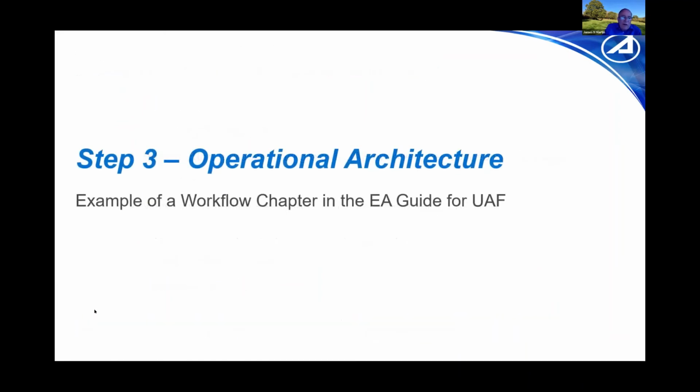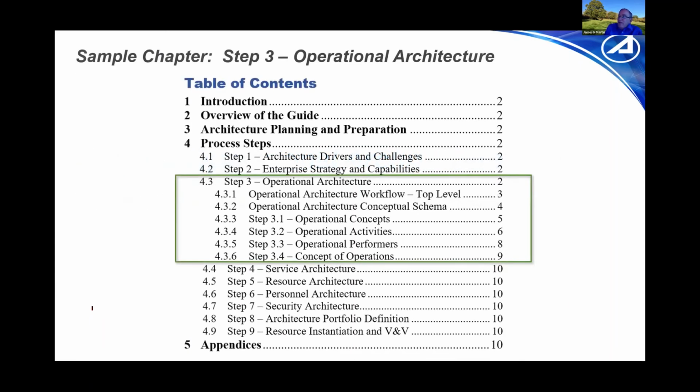So now let's walk through one particular chapter for step 3, where you define your operation architecture. Looking at the table of contents, you can see we have the top level workflow for operation architecture. In other words, that's just the portion of the entire workflow that relates to step 3. And that portion of the conceptual schema that you would use those modeling concepts for defining the operational architecture.